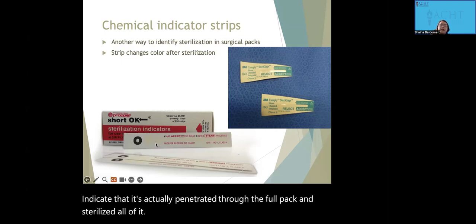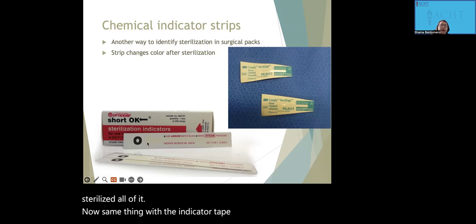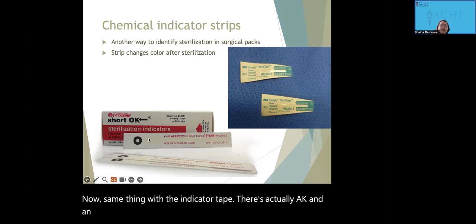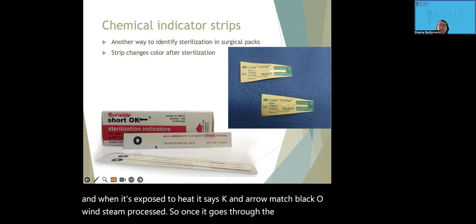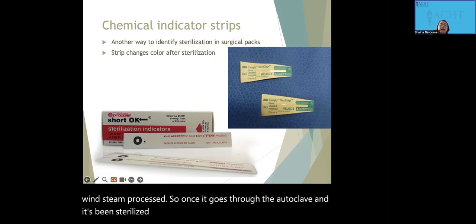Now, same thing with the indicator tape. There's actually a K and an arrow right here on the strip. It looks just like this on the box. And when it's exposed to heat, it says K and arrow match black O when steam processed. So once it goes through the autoclave and it's been sterilized properly, the K and the arrow will turn black and you'll see it just like this on the OK strip.